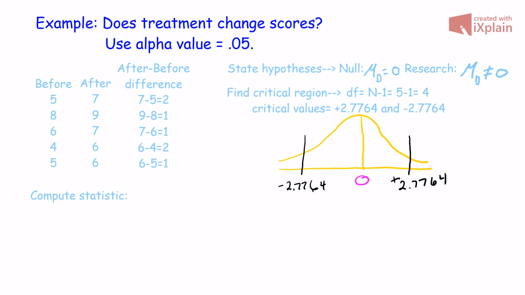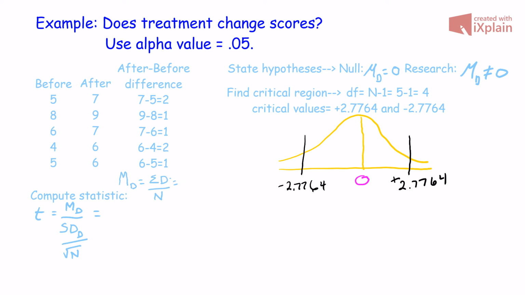Now the next step is to compute the actual statistic. There's a number of steps we have to go through for this statistic. Here is the equation we're eventually going to want to end up using. It's the mean difference, that's what the M sub D is, divided by the standard error of the mean. All of this on the bottom is the standard error of the mean. That's the standard deviation of the difference scores divided by the square root of n. So we need to find all of these different terms.